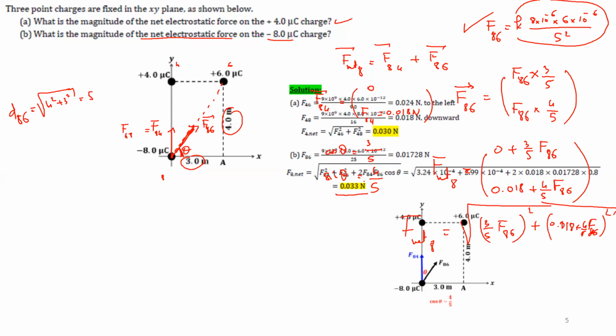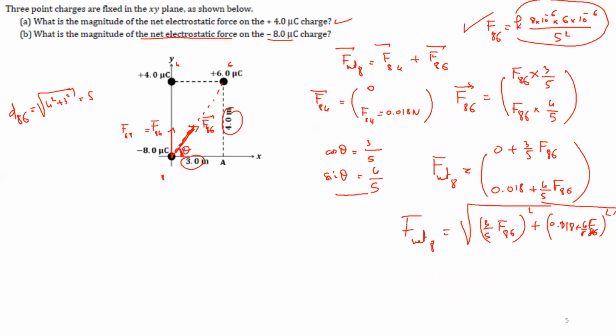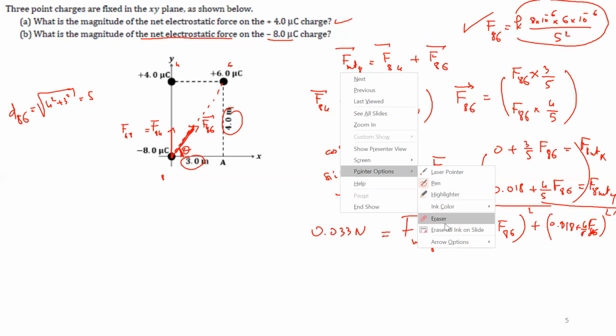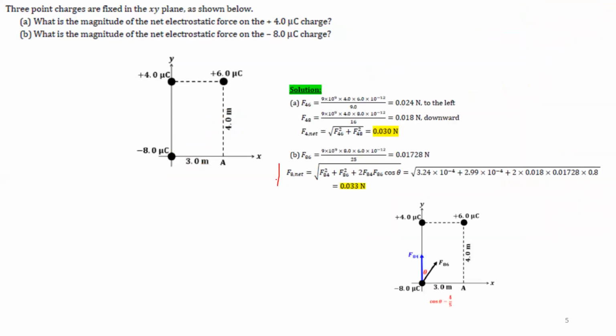So you get the components of the net force on 8, and then you apply what you know. The magnitude is just the square root of F8 net x squared plus F8 net y squared. And that will give you 0.033 Newton. There is another way to calculate it, and that's what I showed you in this solution. You can use this. Students, you took Physics 101. This can be demonstrated quite easily.